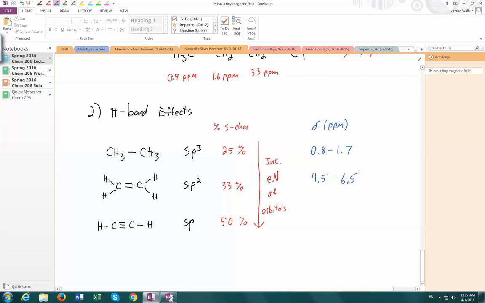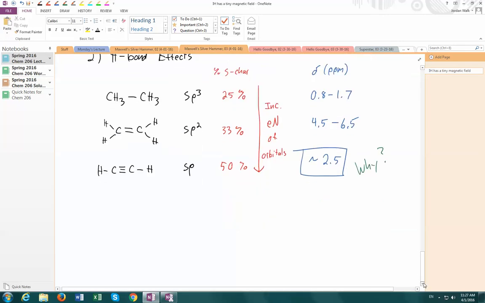So then finally we get to acetylene. So throw out a number. What do you think it's going to be? 10. It's going to be around 2.5. Anyone got a problem with that? I got a problem with that. All right, so why? What is going on here? Clearly it is not just an electronegativity trend. There has to be something else going on. Would you like to know what that is? Yes. I will tell you.